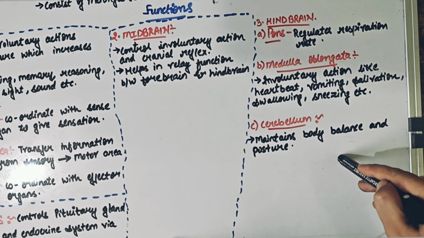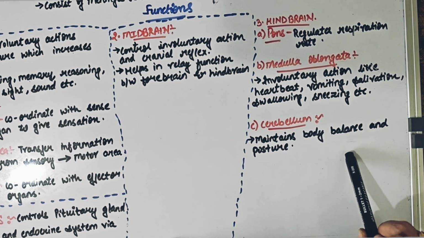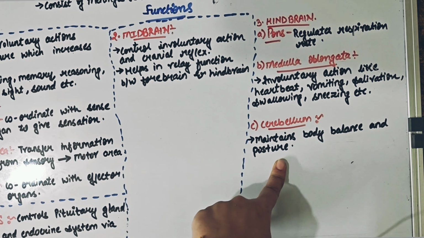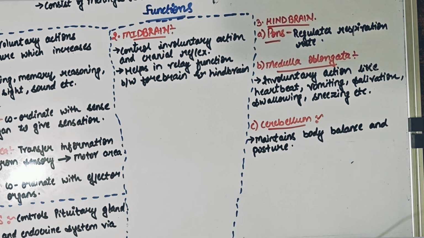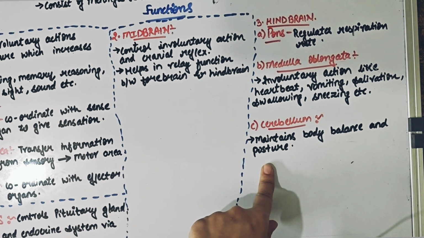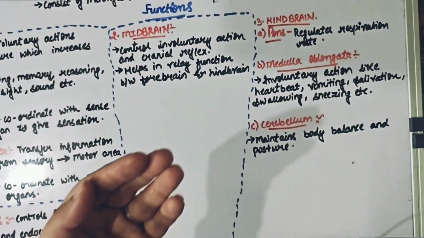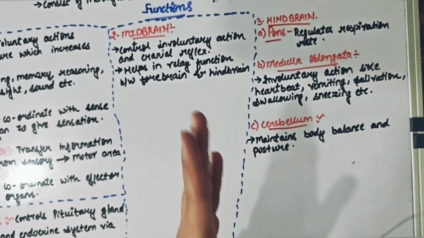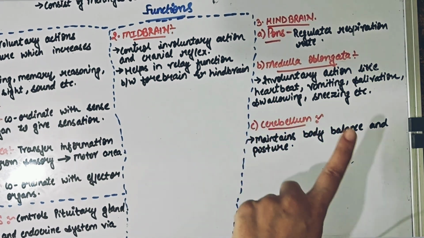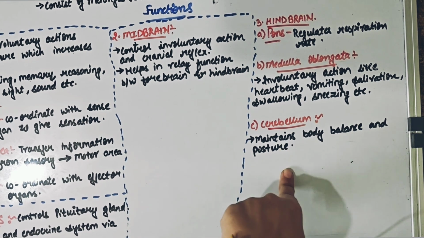And last and most importantly, children, the cerebellum. It is the structure which helps in maintaining the body balance. Let me give you an example. Have you ever seen a drunk person? A drunk person who is not in control, can they walk properly? You might have seen they just don't walk properly. They keep moving from one place to another place. They are not able to maintain their posture. Why? Because when a person is drunk, this is the part of the brain which gets affected, and that's why we are saying it helps in maintaining the body posture.